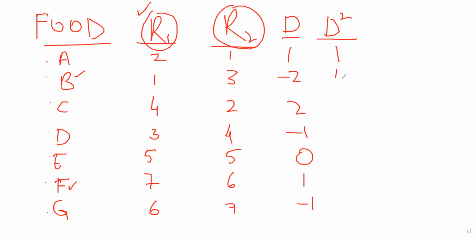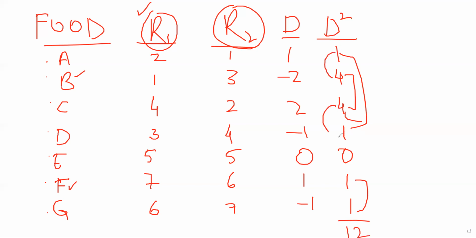So 2 into 2 is 4, minus 2 into minus 2 is also 4. Minus into minus cancel हो जाता. This is 4, 1, 0, 1 and 1. So 4 plus 4 is 8, 1 plus 1 is 2, total 10. Oh sorry, 1 plus 1 plus 2, total 12. This plus this and this plus this, you will get 12. ठीक है. 1 plus 4 is 5, then again this 5, ये दोनों को ऐड करें तो 10 plus 2 is 12.